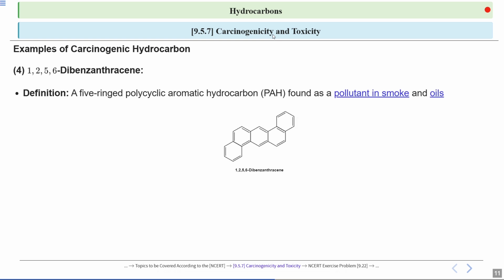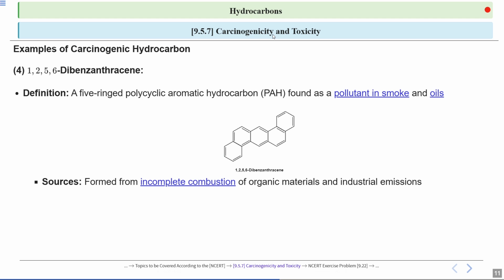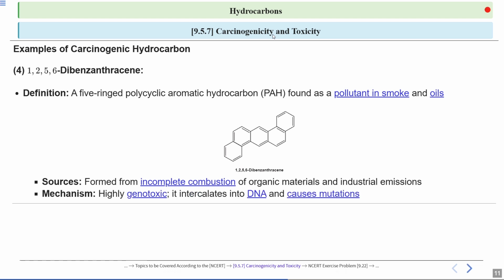Looking closer at 1,2,5,6-dibenzoanthracene, it is found as a pollutant in smoke and oils. Notice the diagram, it shows 5 ring structures. These types of molecules are produced in many everyday situations, especially where organic materials are burned. Talking about the sources, it is mainly formed from incomplete combustion, which means burning without enough oxygen. This happens in car engines, factories, and even when we burn wood or coal at home. Industrial emissions are also a major cause for the production of 1,2,5,6-dibenzoanthracene.